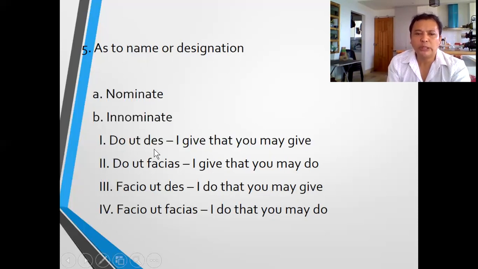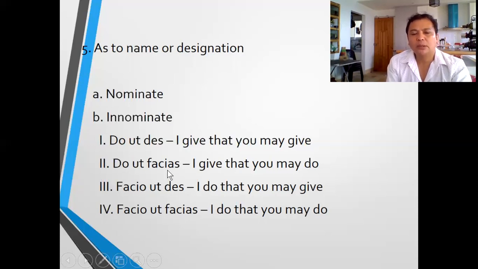But the first one, do ut des, which means I'll give you this and you give me that. Let's say I have a cell phone. I'll give you my cell phone, which is an iPhone 10, and you give me your laptop, which is also an Apple MacBook. So this is giving of things. This is no longer innominate because there is already a law on barter. So number one is no longer innominate because there's a special name designated by law, which is barter.